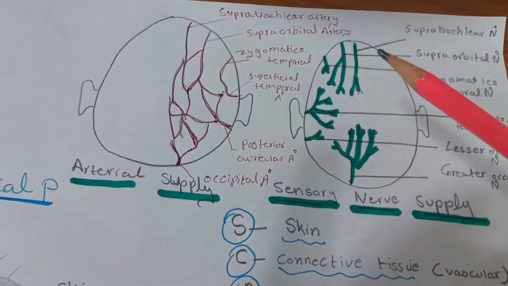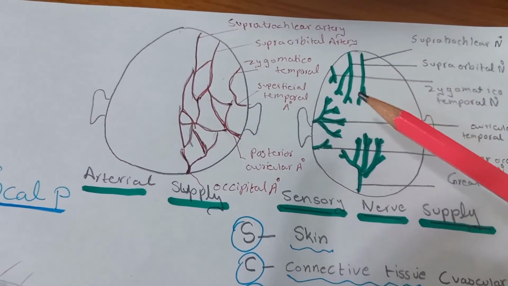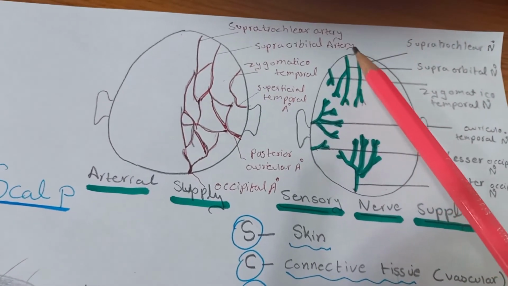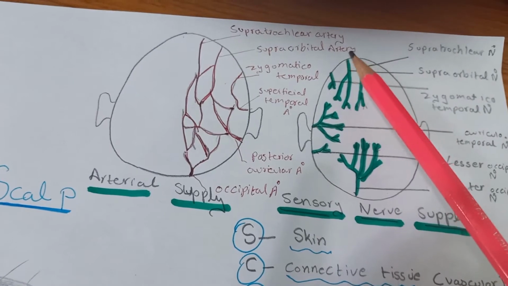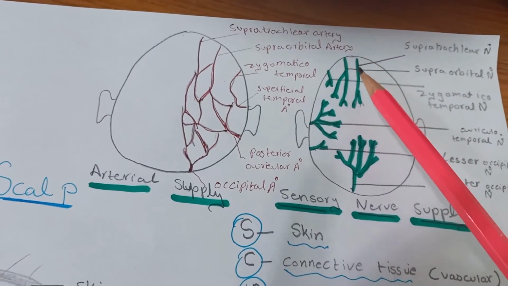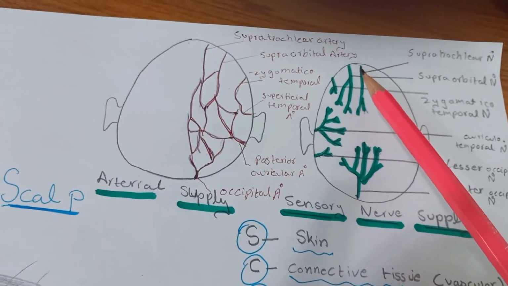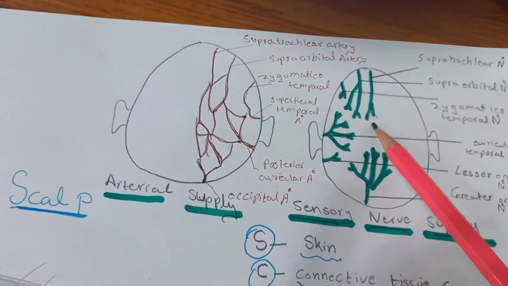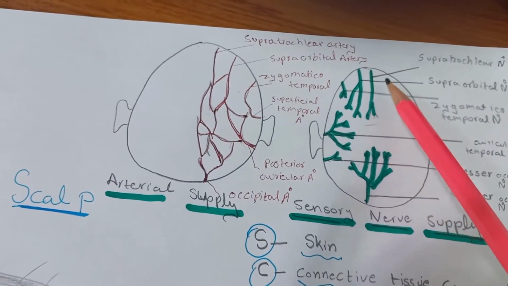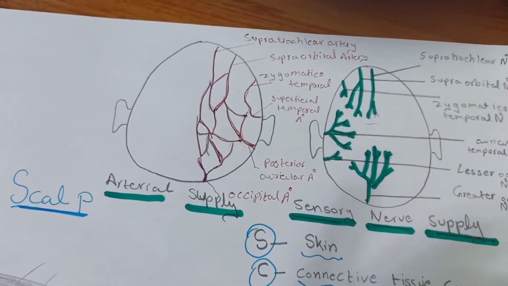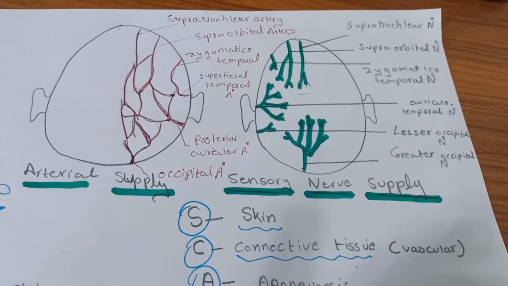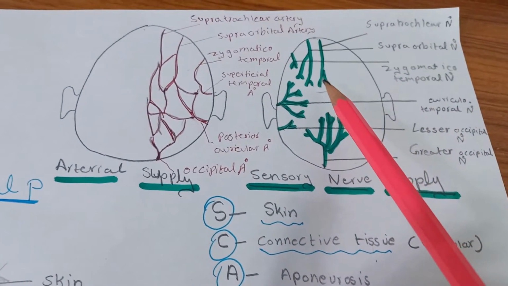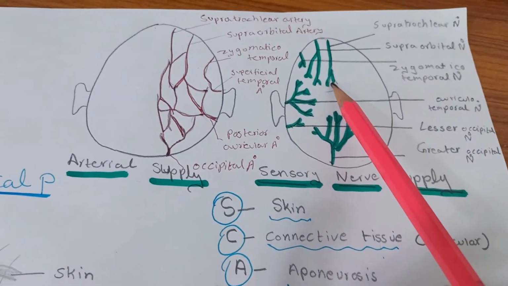So first of all, let us discuss the supratrochlear nerve. The supratrochlear nerve winds around the supraorbital margin, then it passes backward along the median plane of the scalp and finally reaches the vertex, as you can see in this diagram. The supratrochlear nerve is basically a branch of the ophthalmic division of the trigeminal nerve.